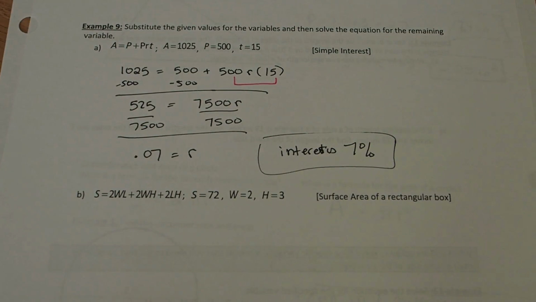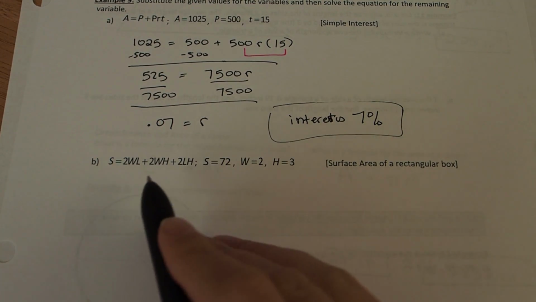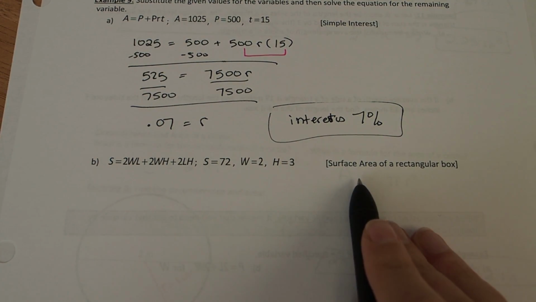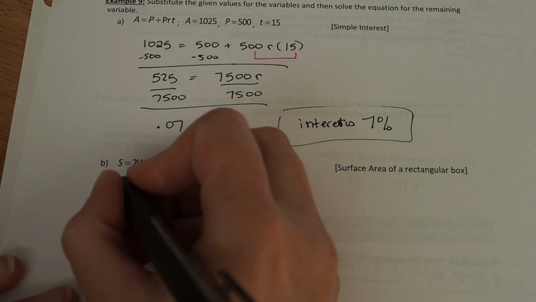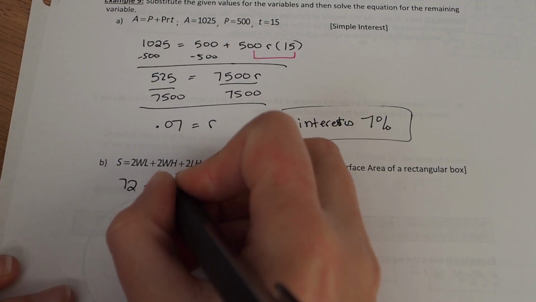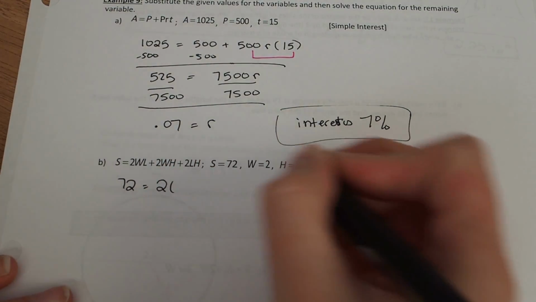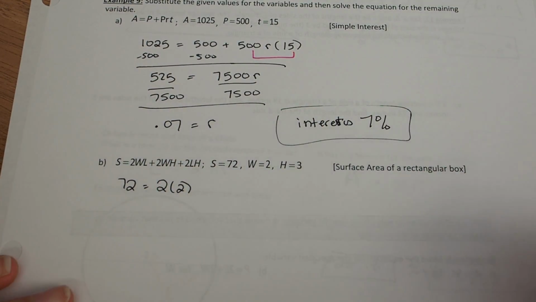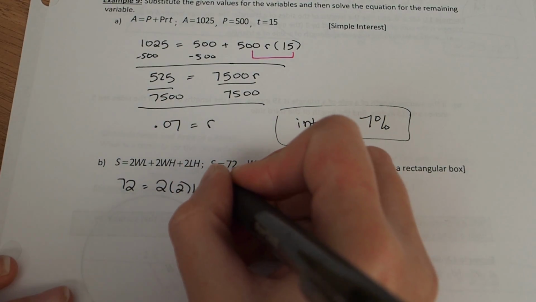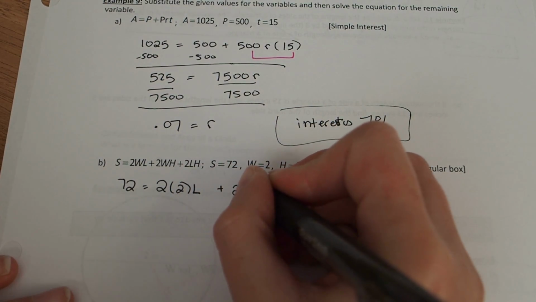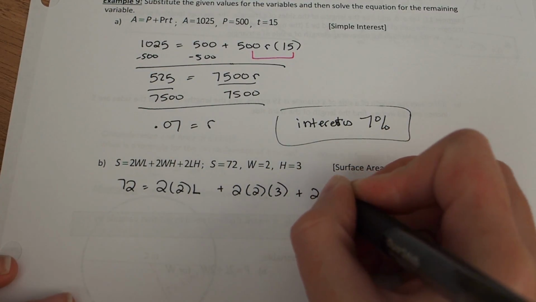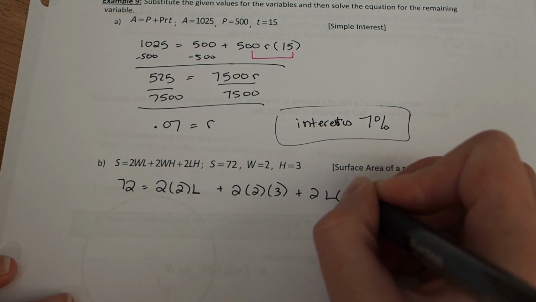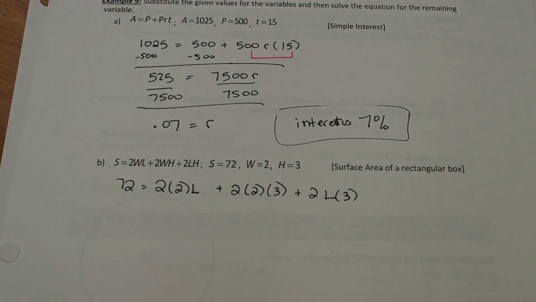All right, part B is the formula for the surface area of a rectangular box. I am given S as 72 equals 2 times, I know W is 2. Length I'm not told, so I'm going to be solving for length. Plus 2 times W, which is 2, times H, which is 3. Plus 2 times L, which I don't know, times H, which is 3. We're going to be solving for L.